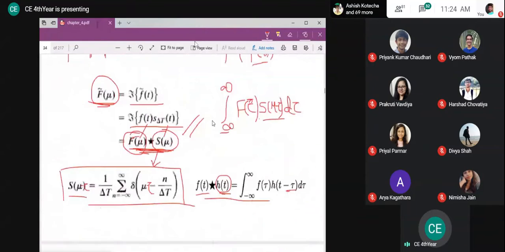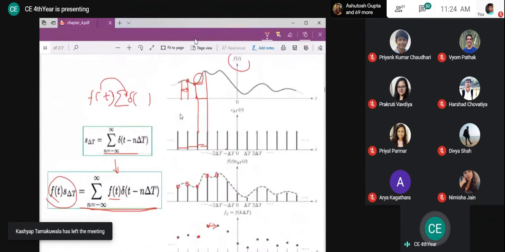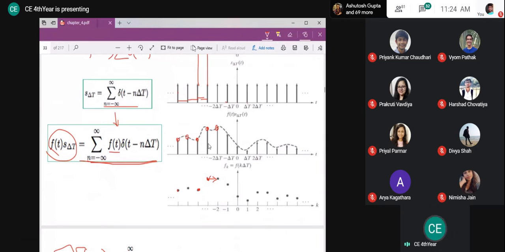Okay, what is delta t? Let's go to that point. Delta t is the separation between two samples. What our result says: suppose I have a function like this, then I should take a sample here, and the gap between two samples should be smaller. This delta t should be smaller.